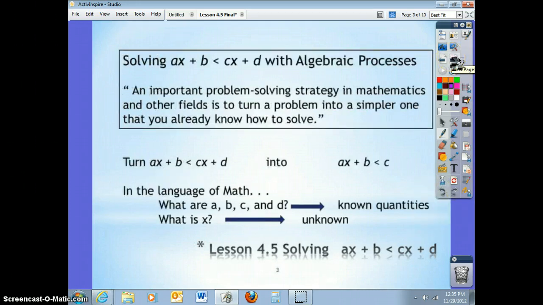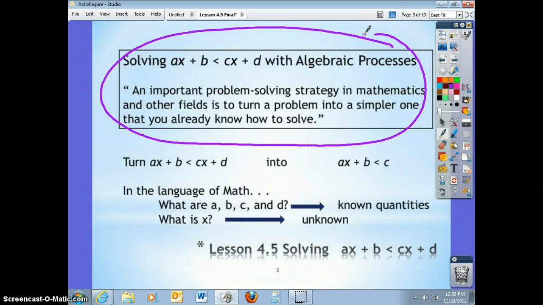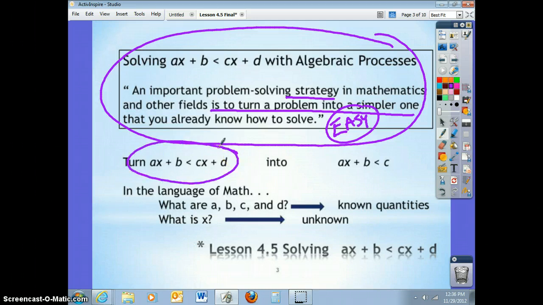All right, and this quote is actually from 4.4, but I thought it was important to reiterate it. Anytime you want to solve a problem, it's often helpful, as a problem-solving strategy, to take that problem and turn it into a simpler one. That's what we're doing when we do the easy button. That's also what we're doing when we turn this into this and then solve for x. So it's a really helpful problem-solving strategy.